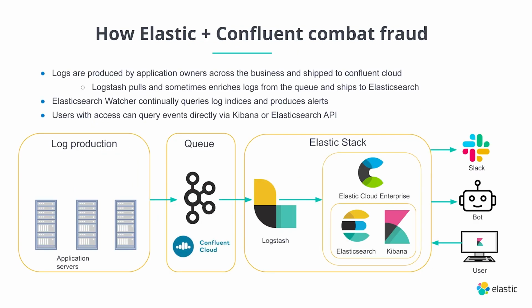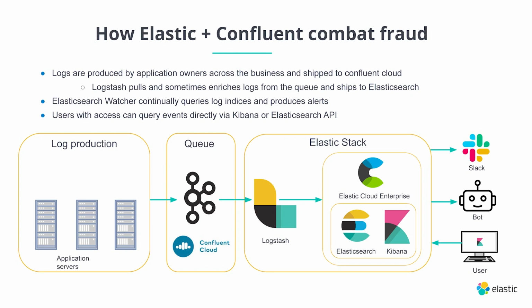And finally, we examine a customer who runs a large betting operation, and they use Confluent Cloud and Elastic and Logstash to combat debit card fraud, money laundering, and bonus fraud, where fraudsters sign up using stolen identities to claim lucrative welcome offers.